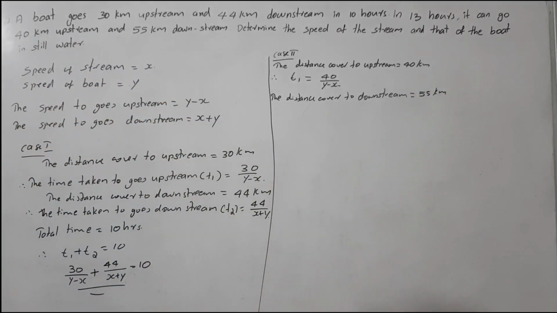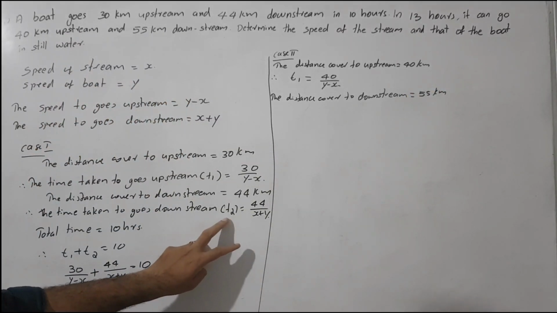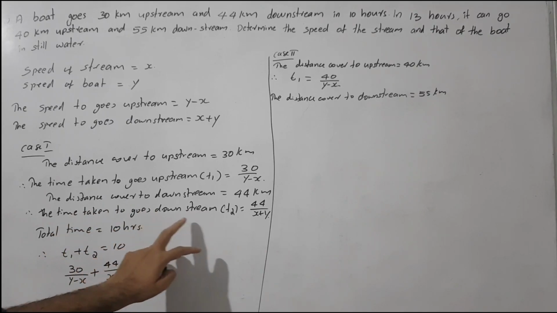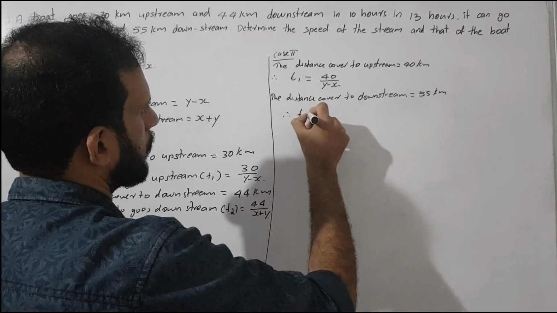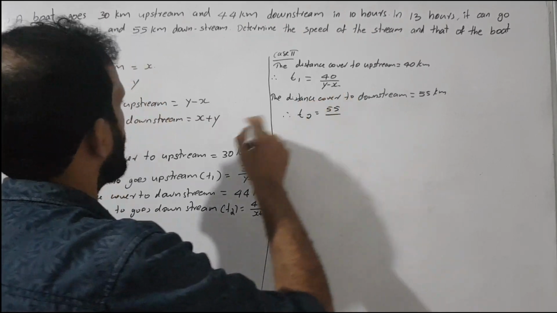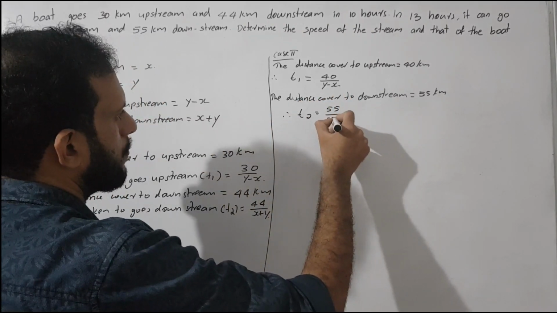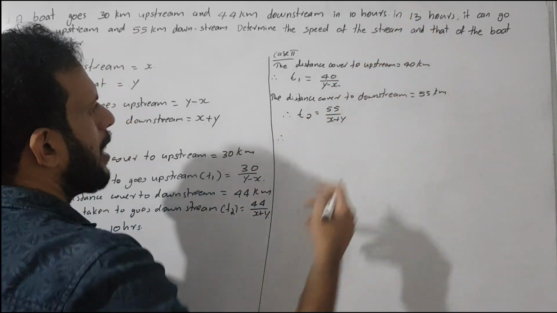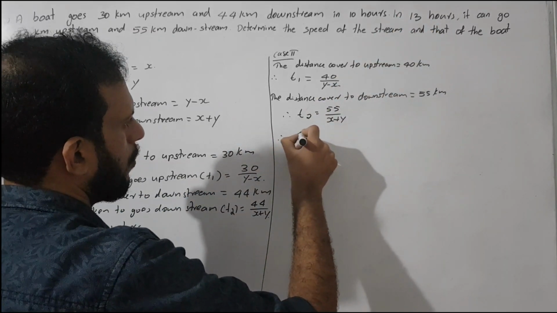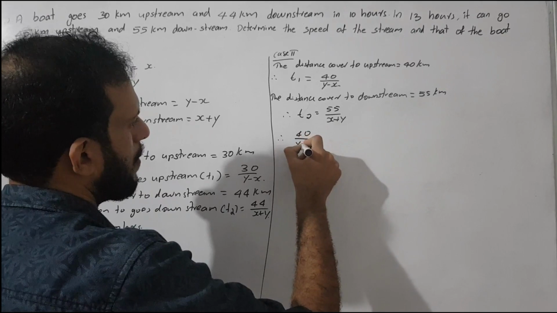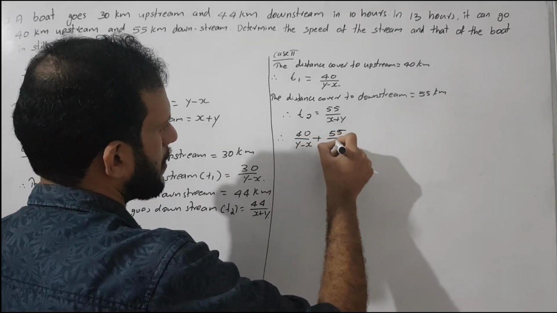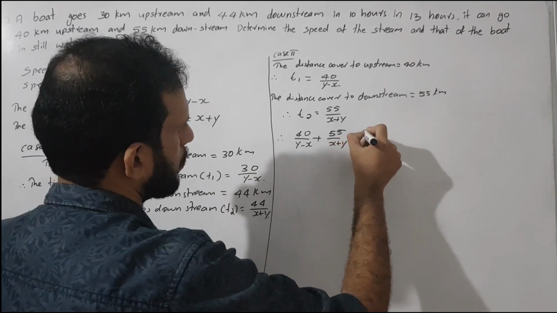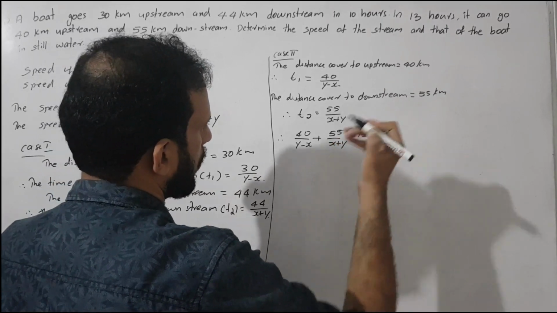Therefore, T2. Why do we use T2? Because here T2 denotes the time taken to go downstream. Therefore T2 is equal to 55 divided by the speed, which is x plus y. The total time is 13. Therefore 40 by y minus x plus 55 by x plus y is equal to 13.